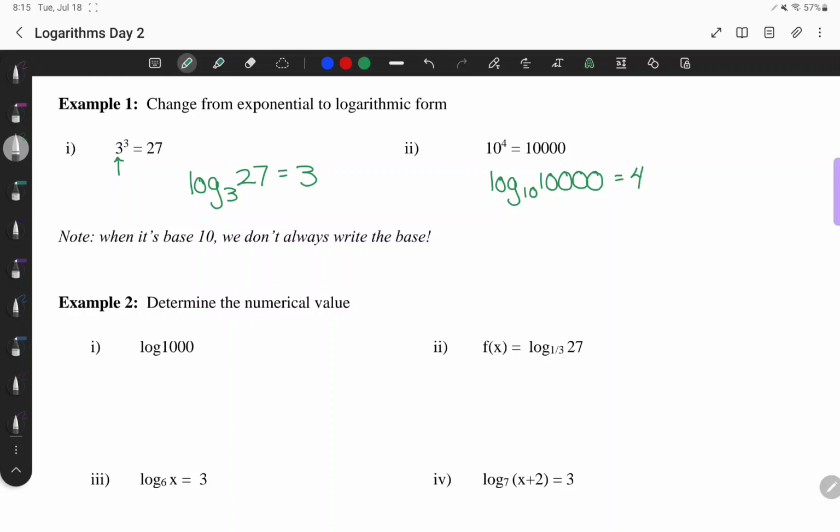Now, when we use base 10, we don't always write the base, so we would usually write this as log 10,000. If you see a log and it does not have a base, the base that's implied to be there is a 10.